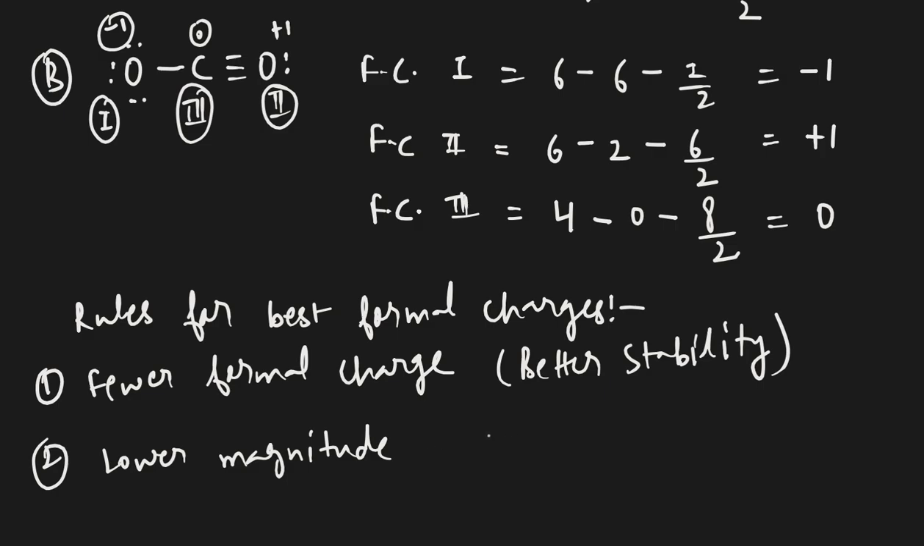What does it mean? It means if in a particular case, plus 2 is there on one of the atoms and in the other plus 1 is there, then plus 1 would be preferred as compared to the plus 2. Okay, this is the meaning of this particular second rule.